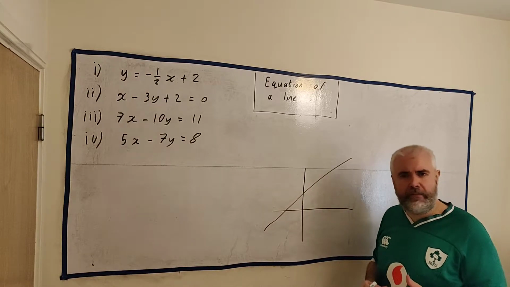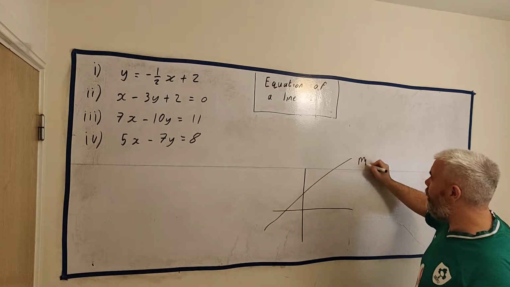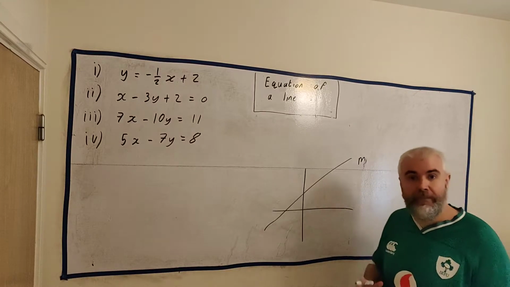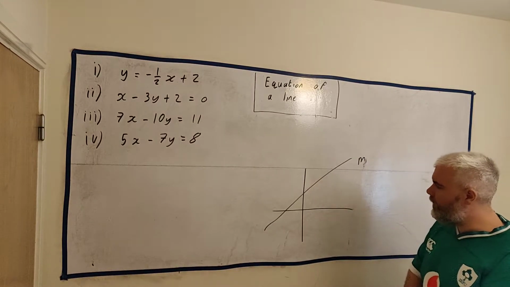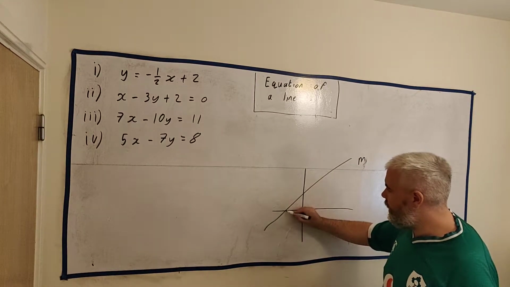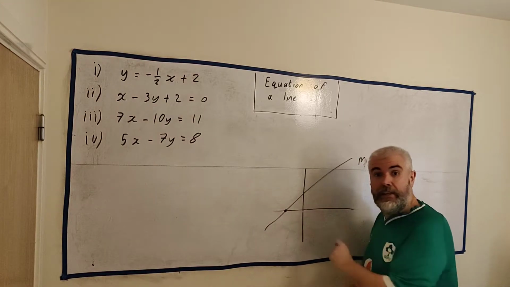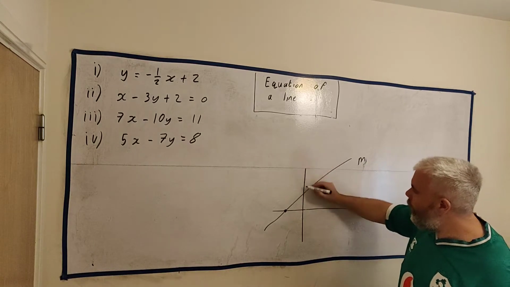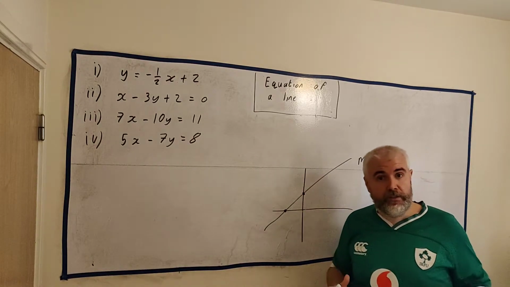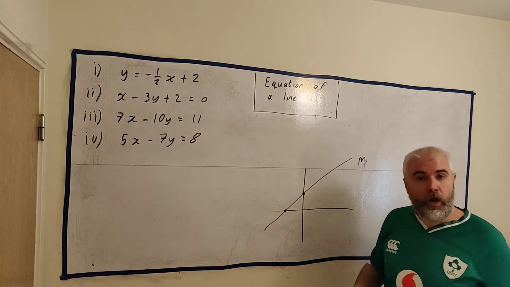The 3 pieces of information are m, so the slope of a line. We're very interested in that usually. And we're often interested in the x-intercept. That's where the line hits the x-axis. And the y-intercept, which of course is where the line hits the y-axis.